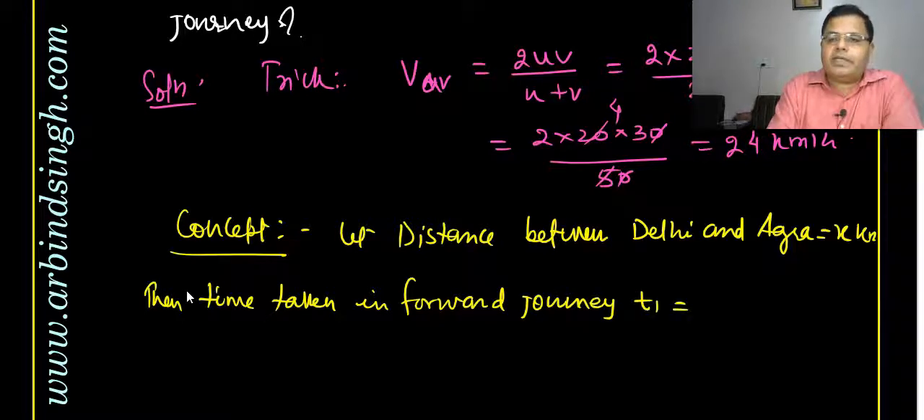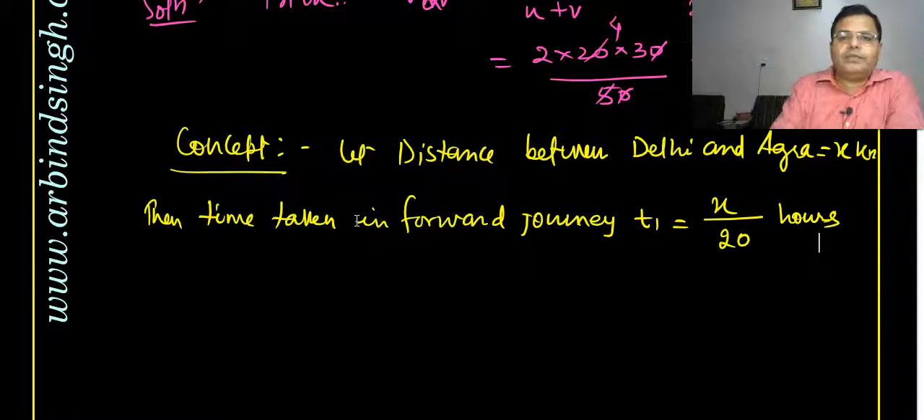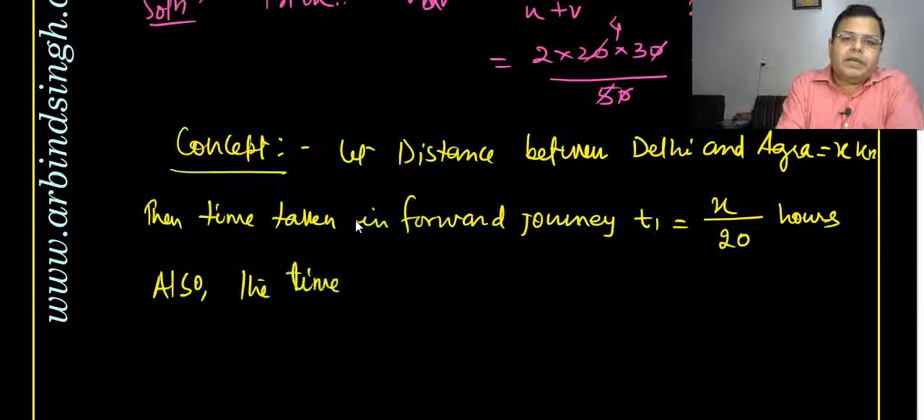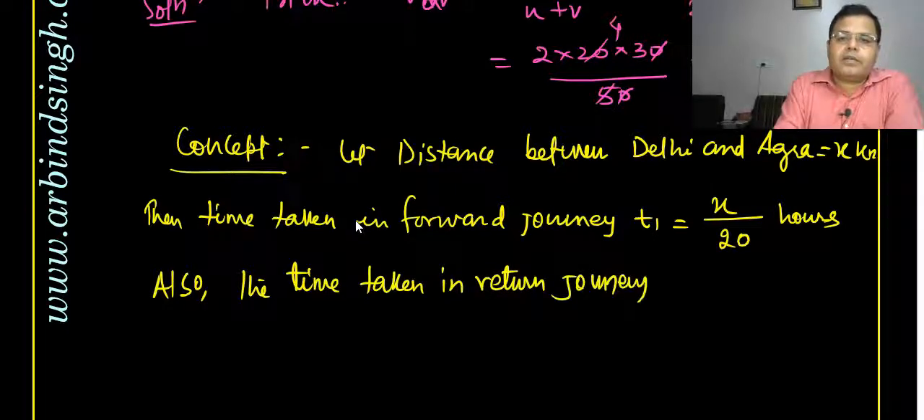Journey, that is T1, say, distance upon speed, and distance is x kilometer and speed is 20 kilometer per hour. So this is the time in which a person can move from Delhi to Agra. Also, the time taken in return journey, T2, is equal to x upon 30 hours, because the speed is 30, right?